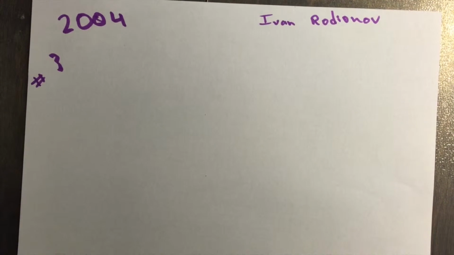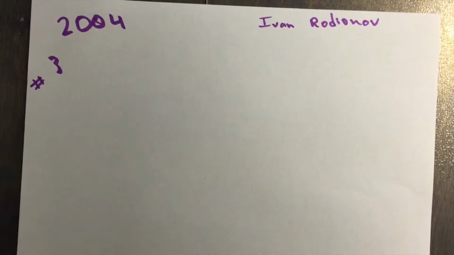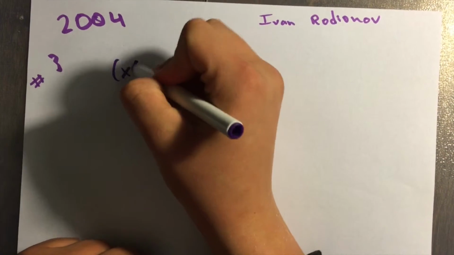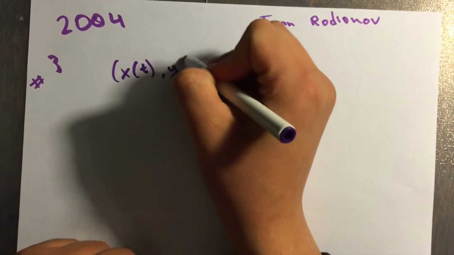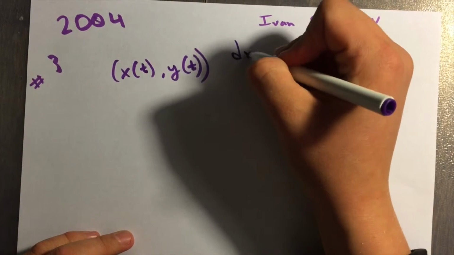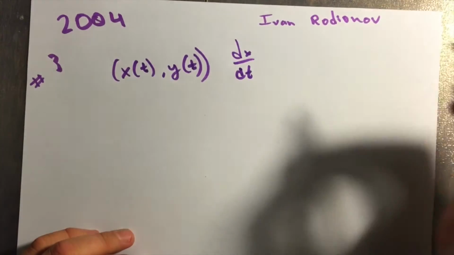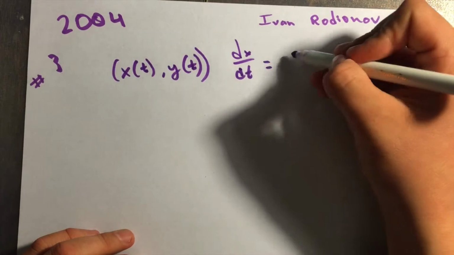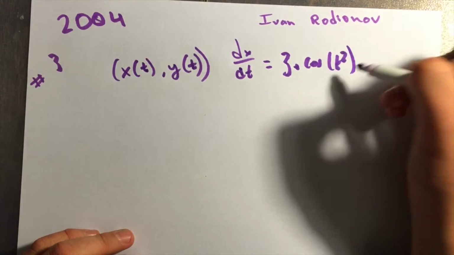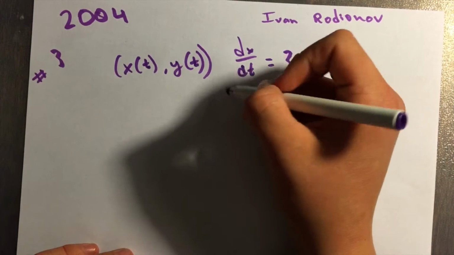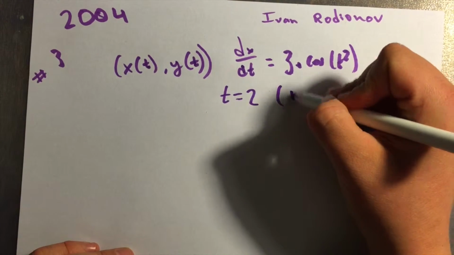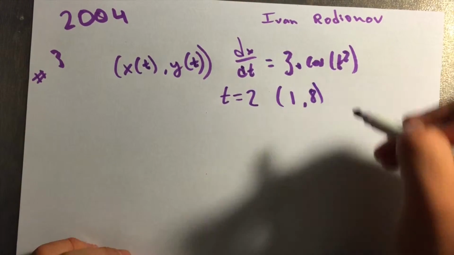The problem states that an object is moving along a curve in the xy-plane and has a position of x(t), y(t). What's given is dx/dt, while dy/dt is not given. So dx/dt is 3 plus cosine of t squared, and an initial condition is given: at t equals 2, the object is at (1, 8).